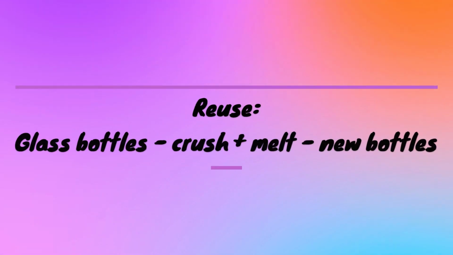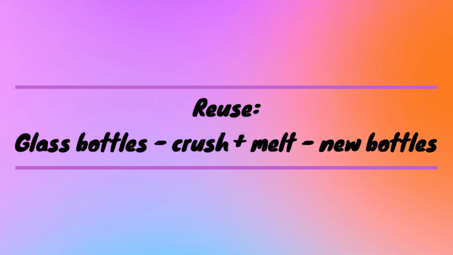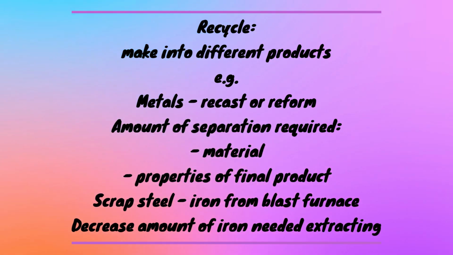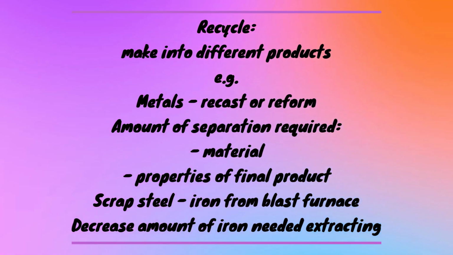We can also reuse materials. For example, glass bottles can be crushed down and melted back down to create more glass bottles. And we can recycle materials to create a different product. For example, metals can be melted, then recasted or reformed to create a new product. The amount of separation required depends on the material and the final properties of the product. Scrap steel can be reacted with iron from a blast furnace to decrease the amount of iron needed extracting.